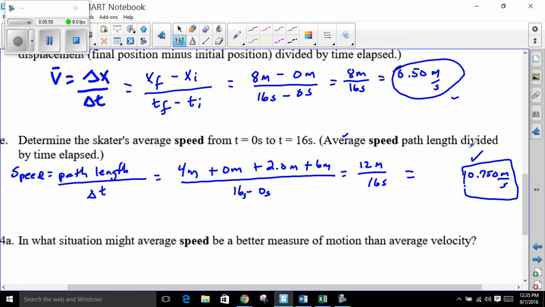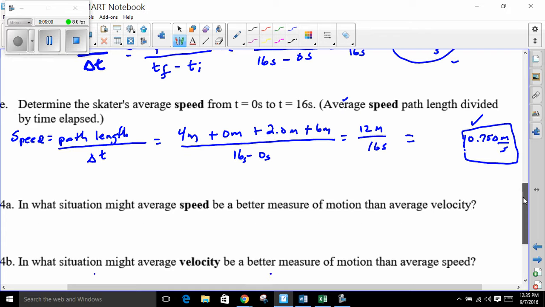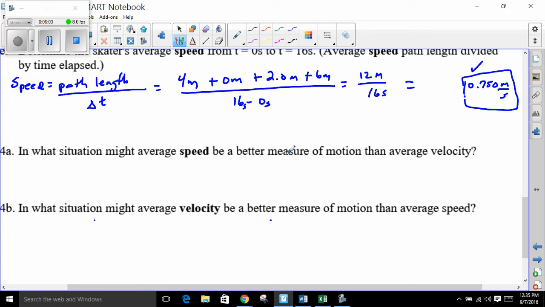When would speed be a better measure? When total path length matters. As an example, when you're making a trip, it's actually the total path length that determines the total time that you're going to be in your car. So on trips, to determine how much time it's going to take you to do something. Another would be gas mileage.